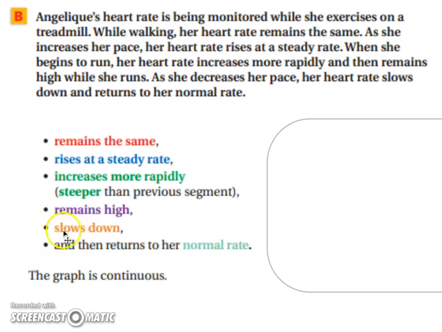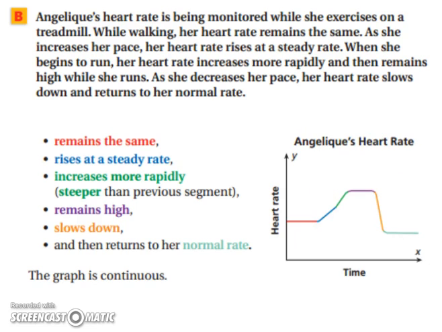So because you're talking about a heartbeat, it's not going to be stationary. You are going to have a continuous graph because your heart doesn't just stop beating randomly and then start to slow down or go high. So let's graph. So in looking at the graph, it remains the same, then it raises at a steady rate, and then it increases more rapidly, remains high, slows down, and returns to normal.